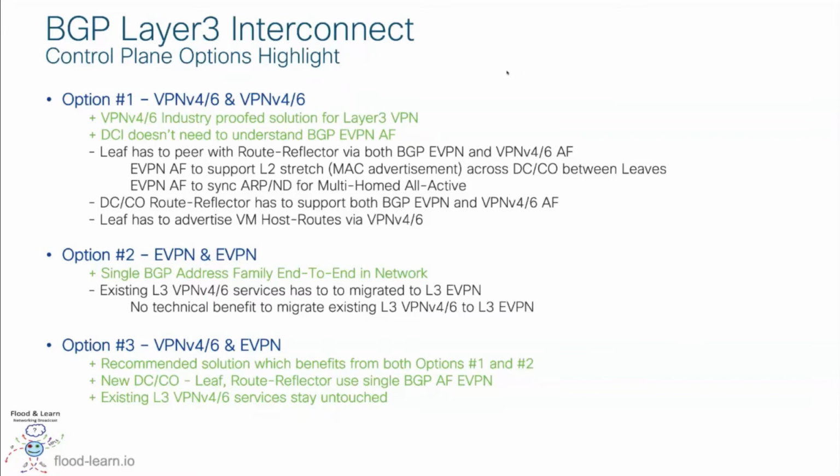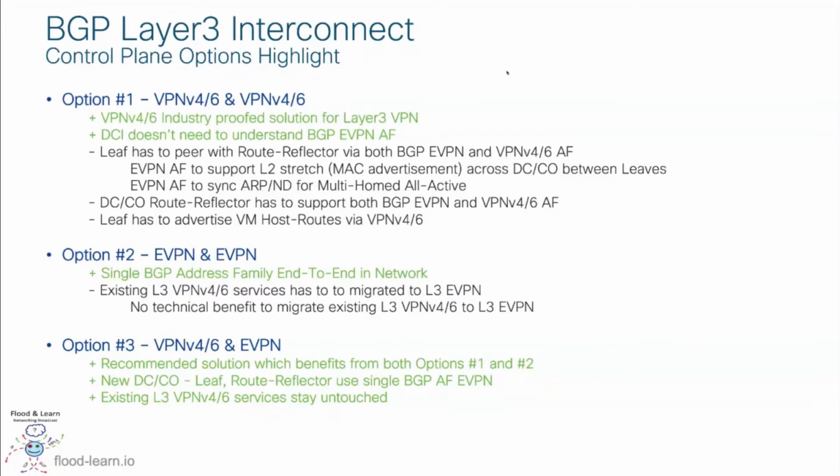The third option is to basically use the existing VPNv4, VPNv6 in the core when I have a pure L3 service, and then I'm using EVPN only in my CO. This is our recommended solution because we are taking the benefit from both.